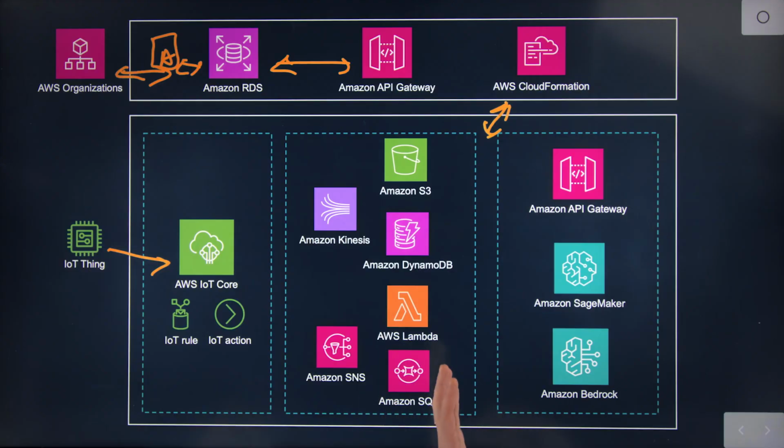Okay, so I've got my IoT rule and IoT actions. I know you have several of those that are actually pre-configured. Yes. How does the data move from the IoT actions into your next block?